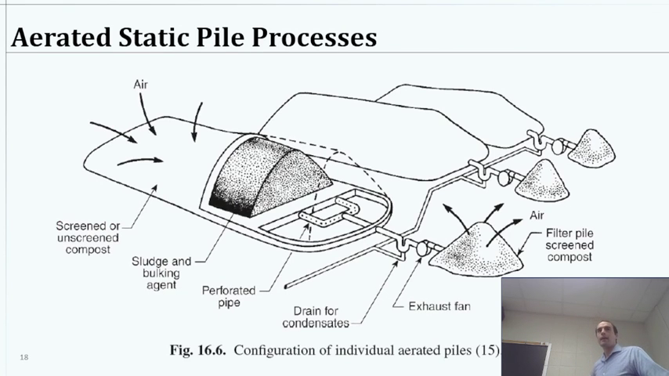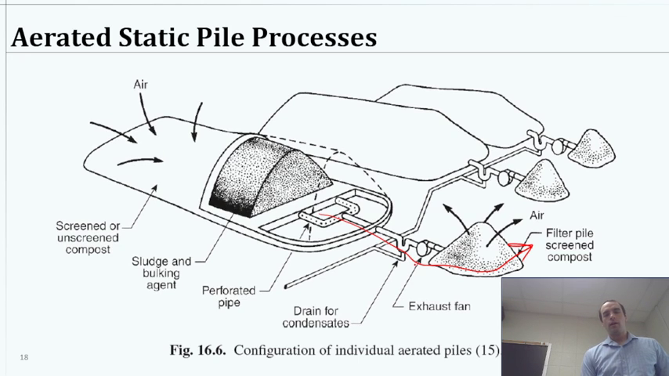So this is a picture of what it might look like for this aerated static pile process. We have all this sludge piled up and a blanket put on top, and then we're pulling air through a vacuum here, out a little discharging. Here's where we get the smells coming out.